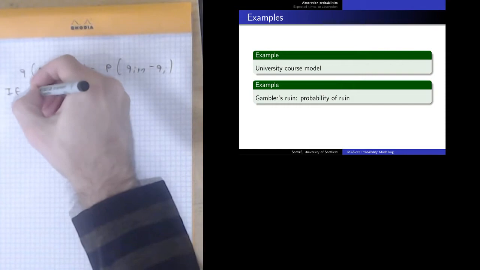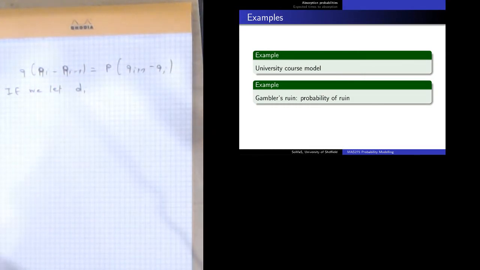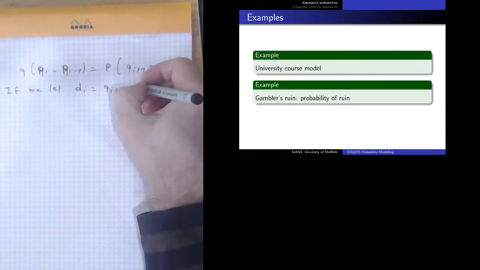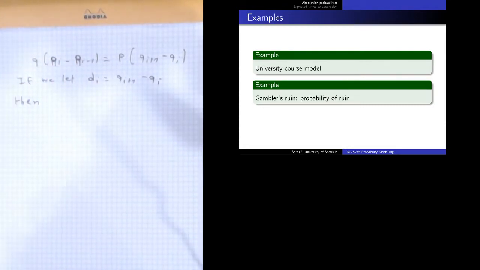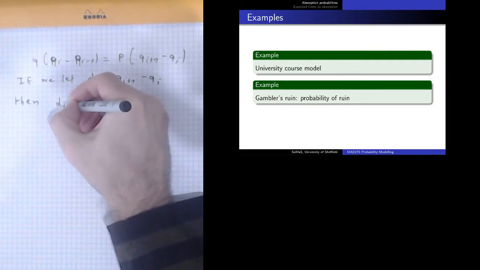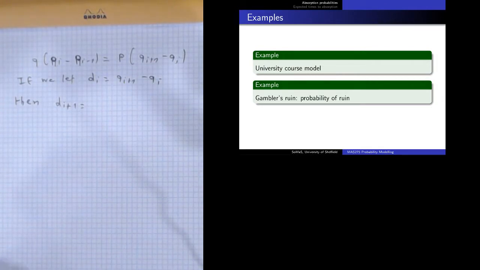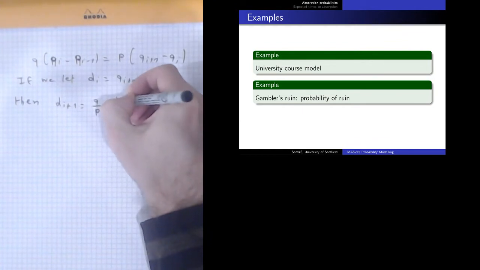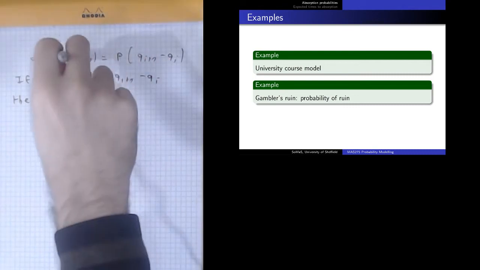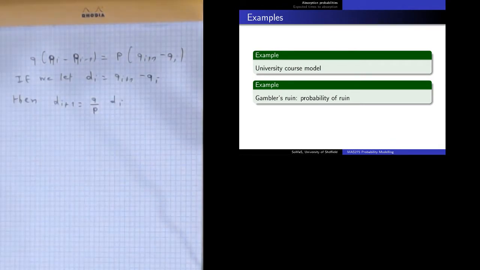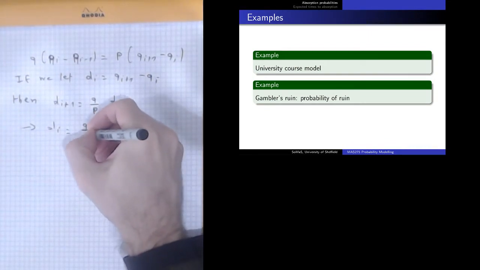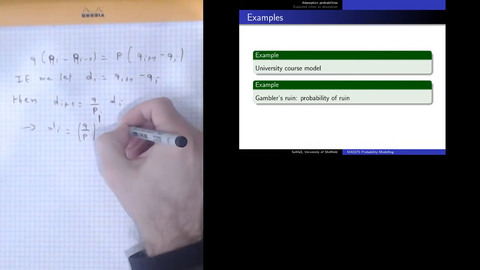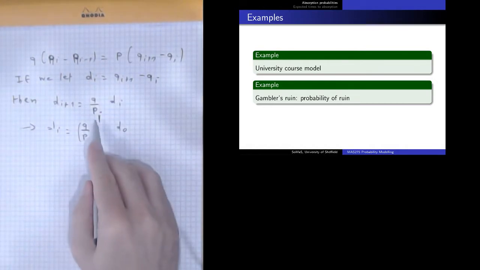If we let di equal qi plus 1 minus qi, then we have di plus 1 is equal to q divided by p times di. Because that was di plus 1, so just bring this p here. And so this di is just a geometric sequence. So we get di is q over p to the power i times d0.